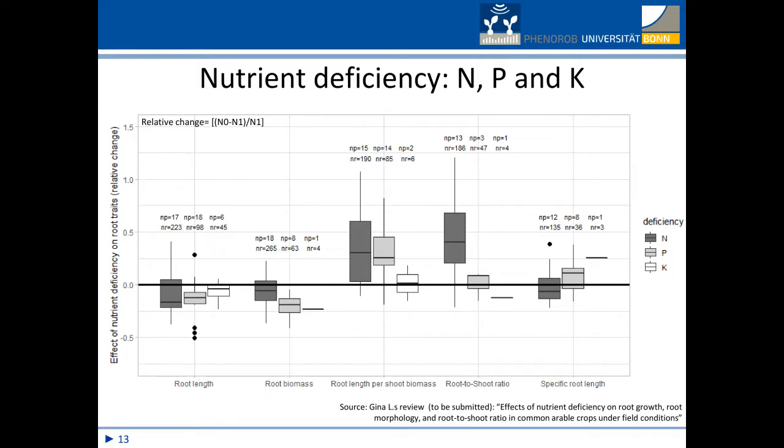However, the root length per shoot biomass and the root-to-shoot ratio are enhanced in case of nitrogen and phosphorus deficiency. In short, the absolute root length and root biomass decrease in case of N and P deficiency. However, the relative ones, considering also the shoot biomass, increase.